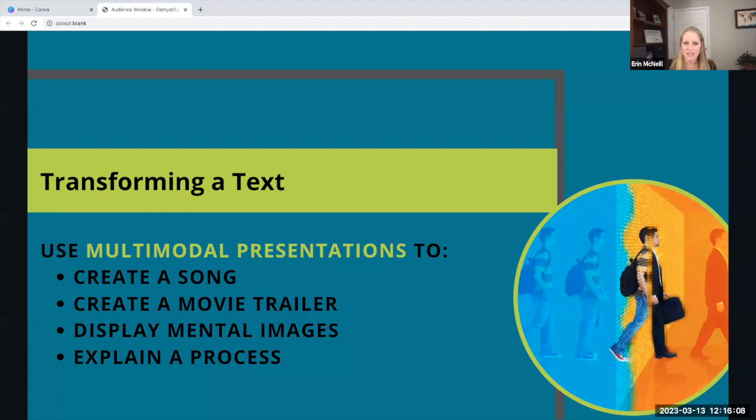If you are transforming a text, you could use multimodal presentations to transform the novel or the short story into some different multimodal presentations, or even recordings of some sort. So we could create songs or movie trailers. You could ask students to create a display of mental images that they see as they're reading a text, or they could explain a process through reading the text.